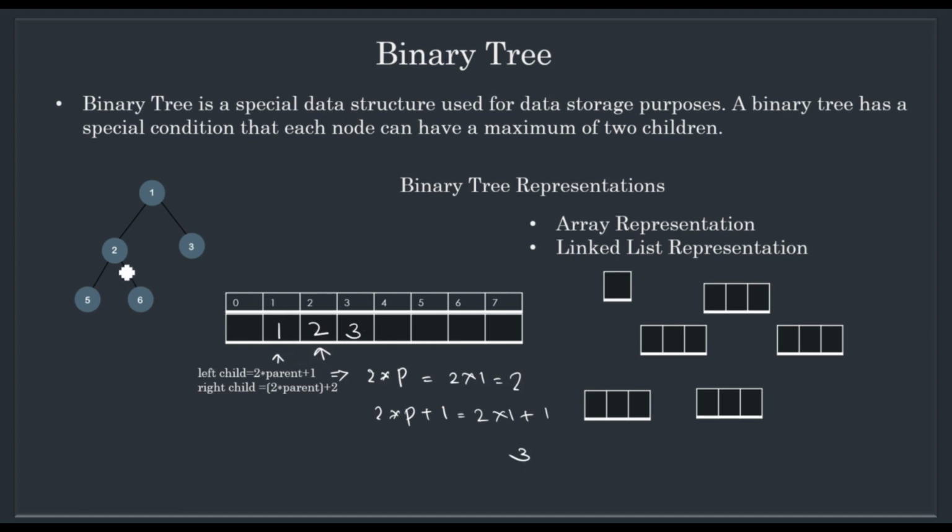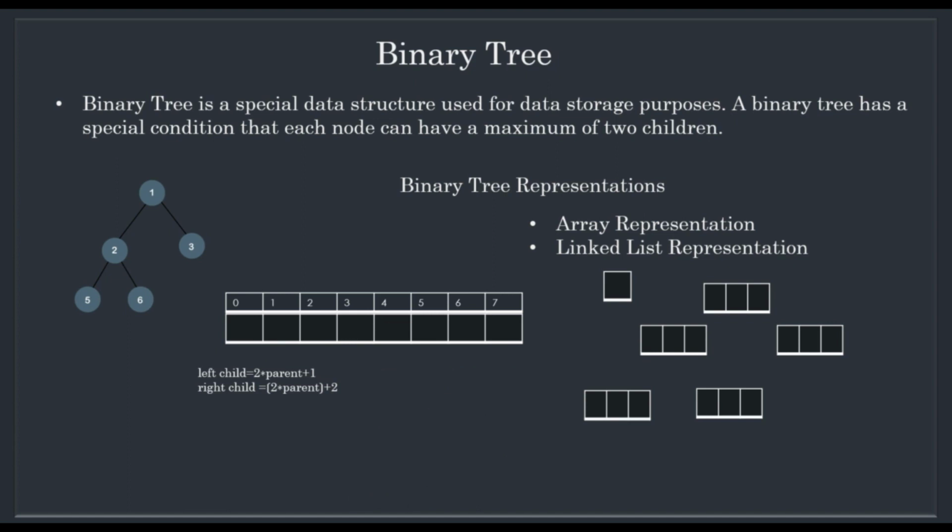When we go to the children of 2, the left child is at 2 into 2 and the right child is at 2 into 2 plus 1, that is 4 and 5. So that is the little difference between the two ways of array representation. Most of the time we use the first method.